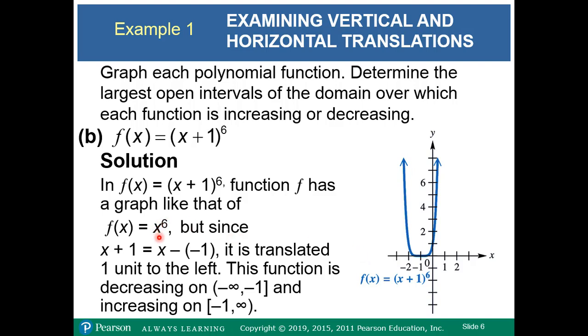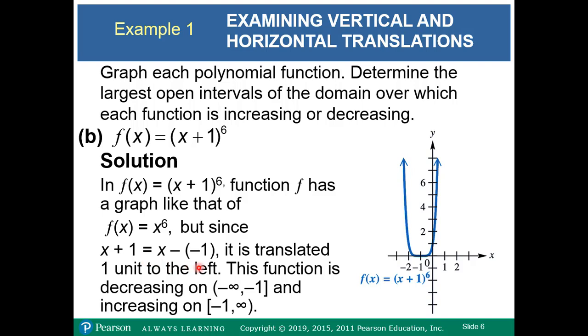Now, let's see here. Okay, so now here is a function f like that of x to the 6th, but it has this +1. Okay, so it has this +1, which means it's a translation to where? To the left.